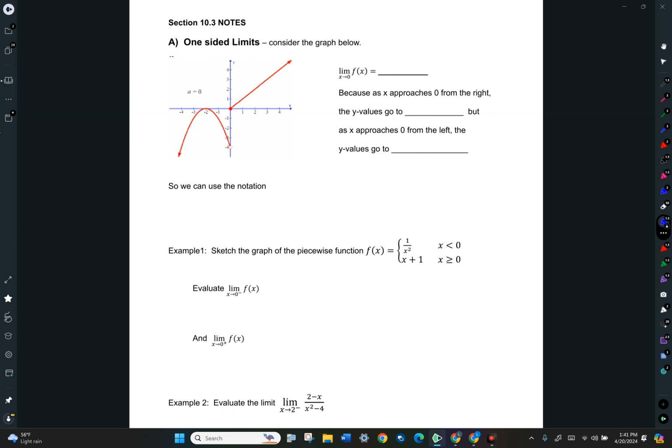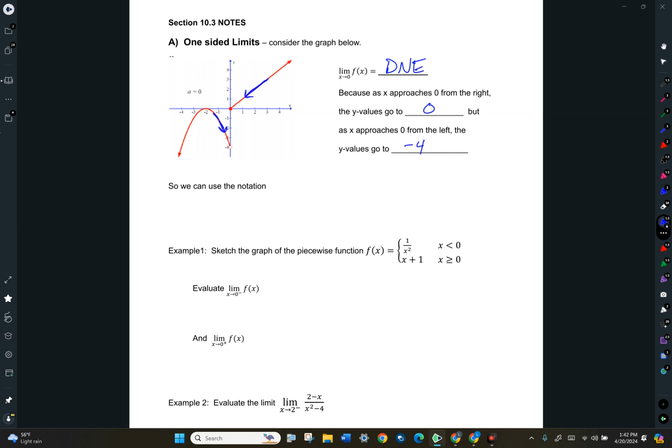Well, I can look at this function from what we learned in 10.1, and I can tell that because the two sides don't meet, that limit does not exist. But let's continue with what it says. Because as x approaches 0 from the right, the y values, so if I jump on this graph and I start heading towards x equals 0 from the right side of the graph, I can tell that the y values go to 0. But as x approaches 0 from the left, so if I come in from the left side of this graph towards where x equals 0, I can tell the y values go to -4.